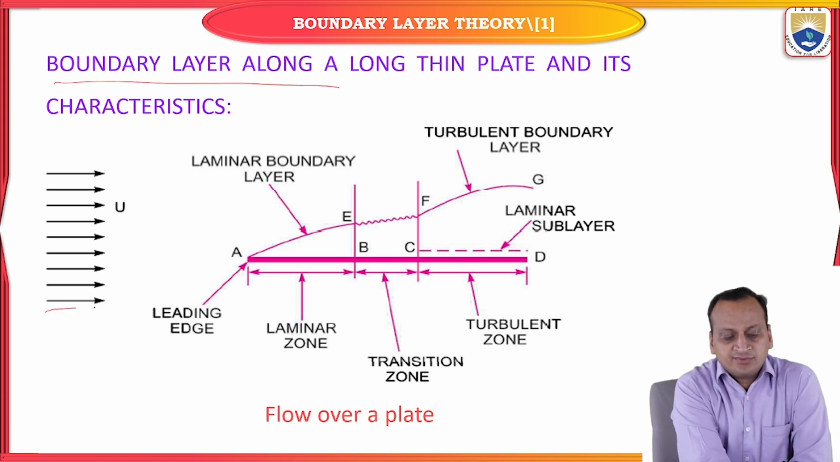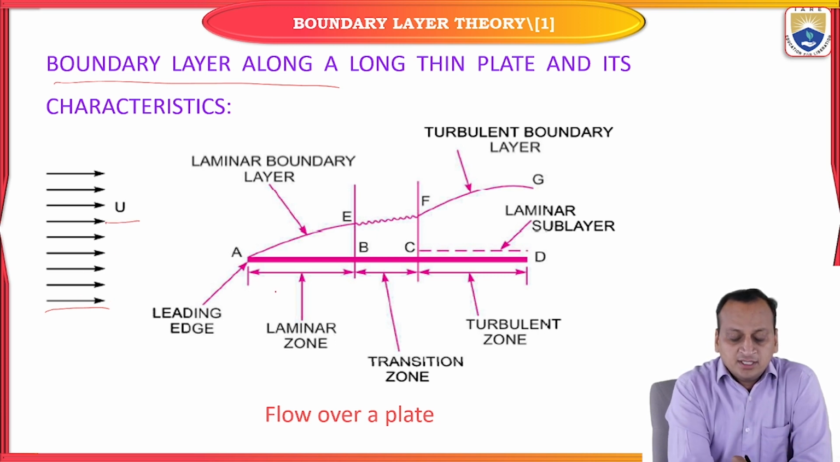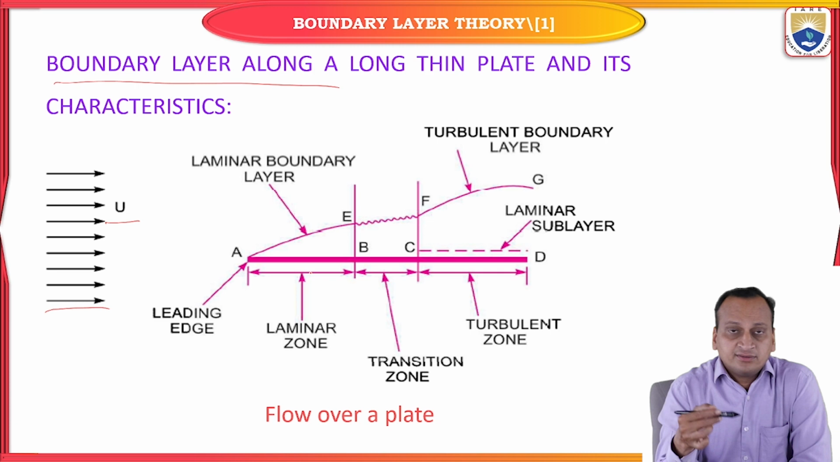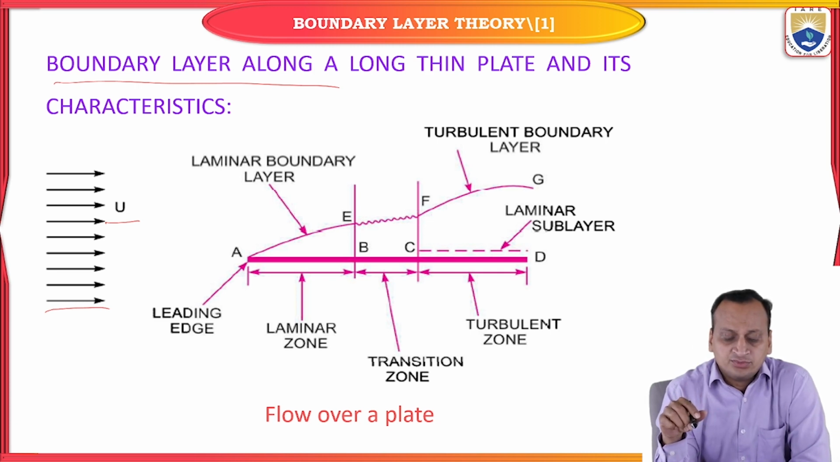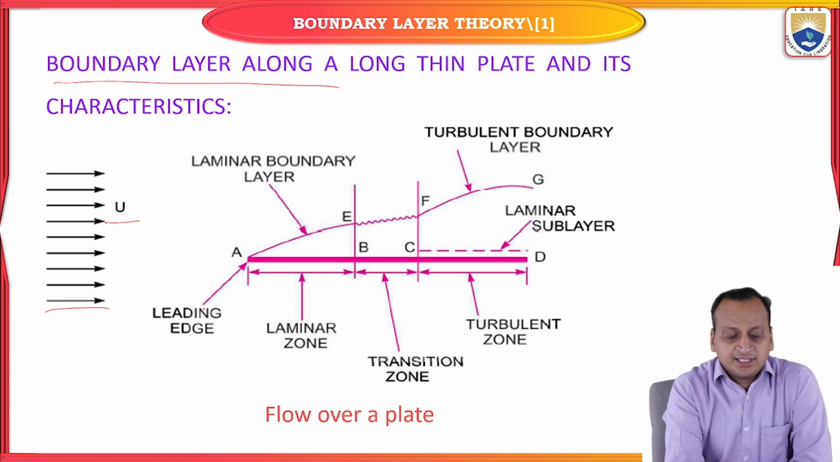Say this is the free stream velocity, with the mainstream velocity denoted as capital U. The stationary object is a long, thin, narrow plate with a smooth surface, kept in a flowing fluid. The point A at the beginning of the plate is called the leading edge, and the point D at the end of the plate is known as the trailing edge. These are the two ends, a leading edge and a trailing edge.